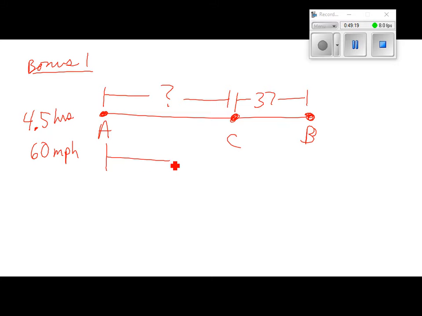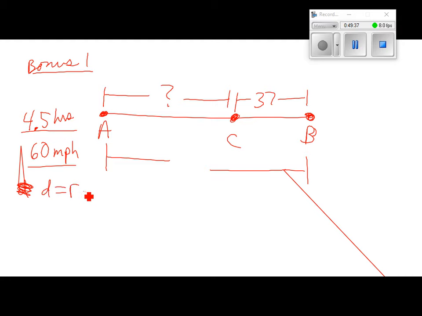Well, what we can do is figure out this total distance, because they told us that we traveled for 4.5 hours and we traveled at 60 miles per hour. Well, again, and I'll write it right this time, it's distance equals rate times time. Our rate is 60, our time is 4.5 hours. We take our calculator and multiply that, and that's going to tell us the distance. 4.5 times 60, and we get 270. So we traveled 270 miles.